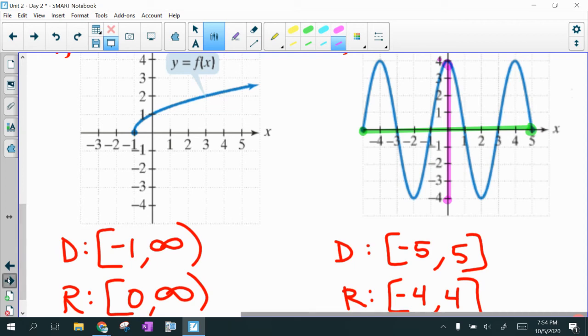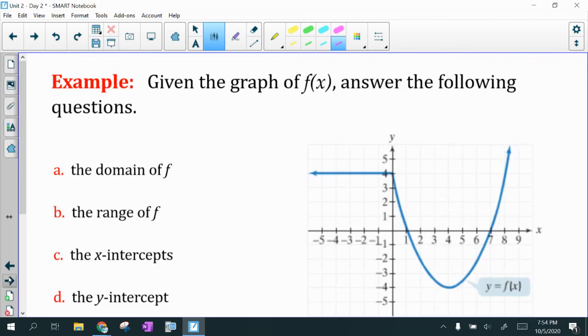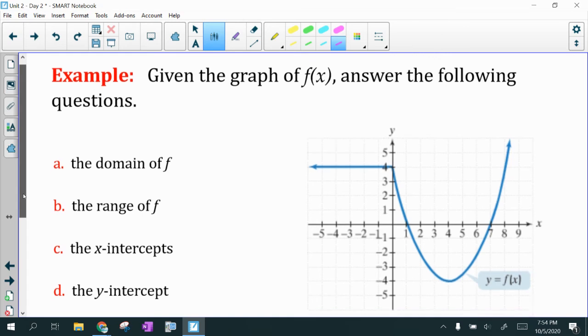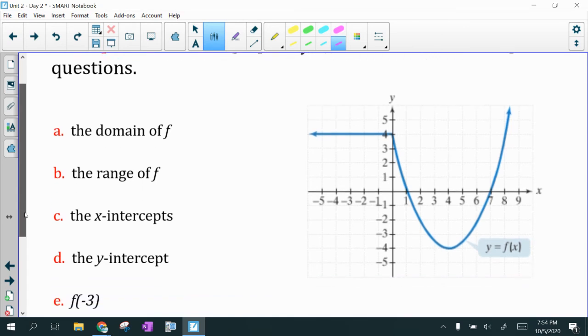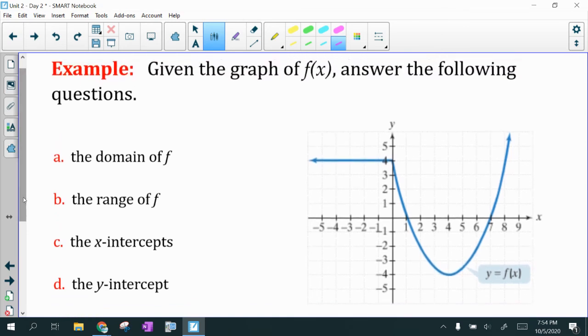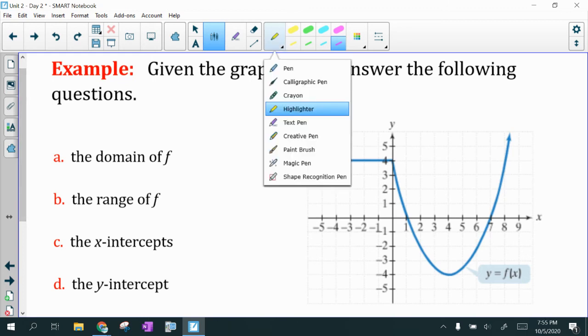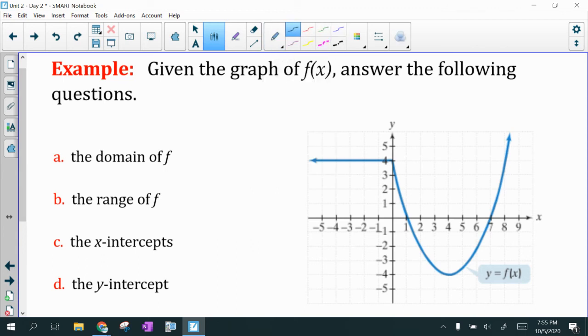Now, what happens if you've got a little more of an interesting problem? Something like this. Okay, given this graph, see if you can answer the questions. And once again, feel free to pause this and take a look and see if you can answer all of these questions. Okay, and I'm assuming the pausing is done. So we're going to move on and see what we can do.